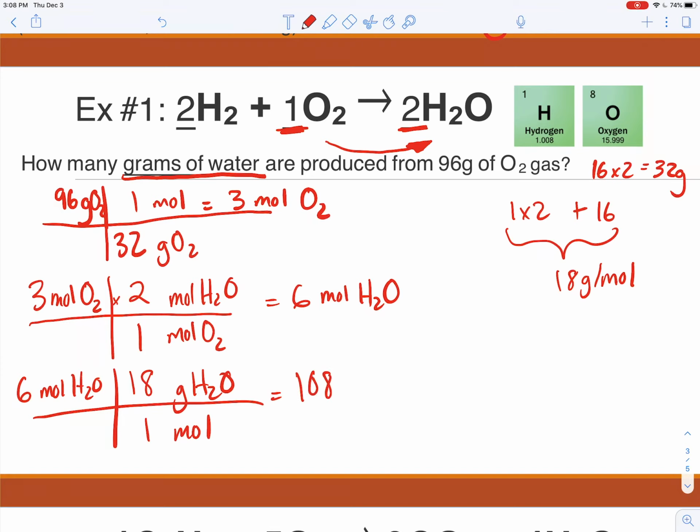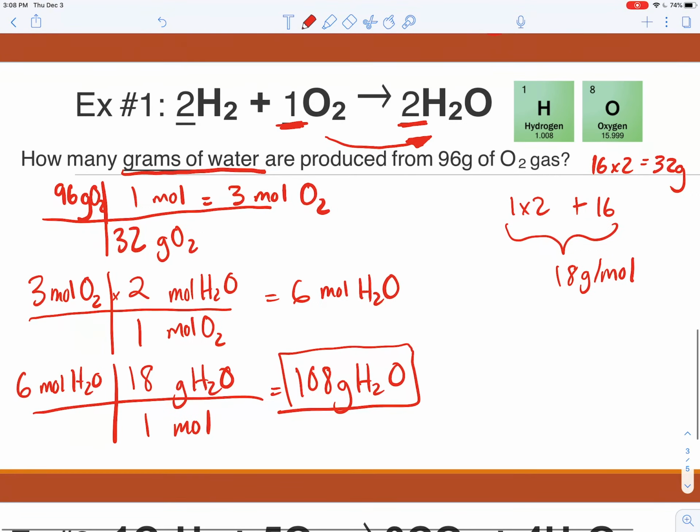And then lastly, 6 times 18, I will get 108 grams of water. Okay, so again, I just did those 3 steps listed above. And I got my final answer here, 108 grams of water.